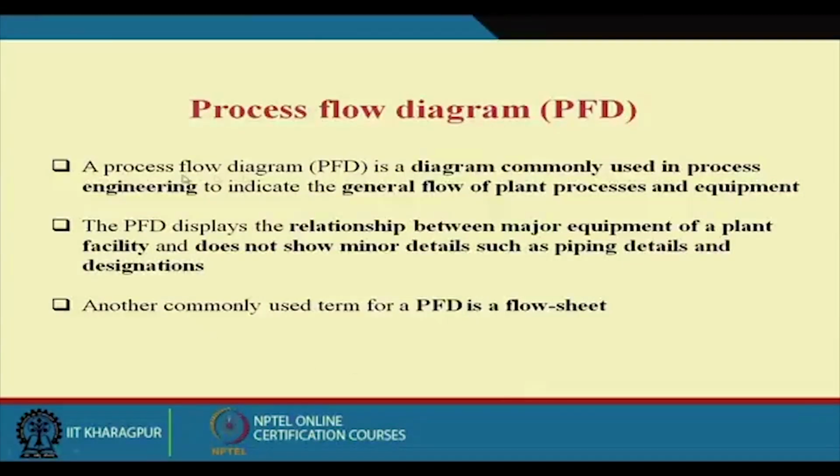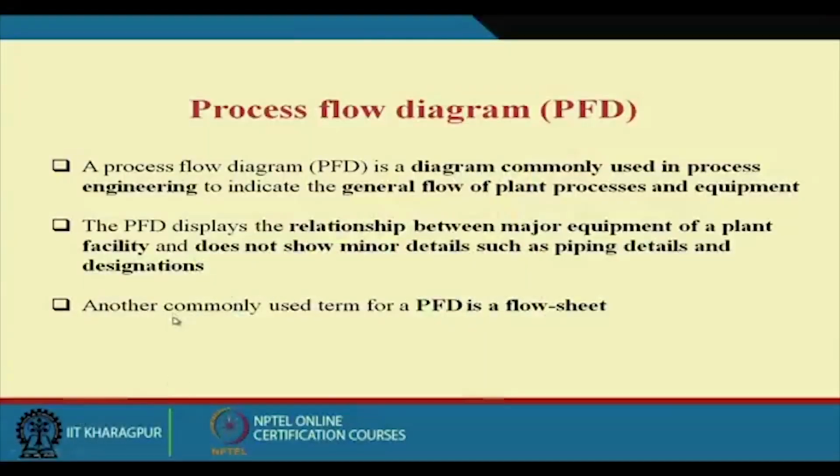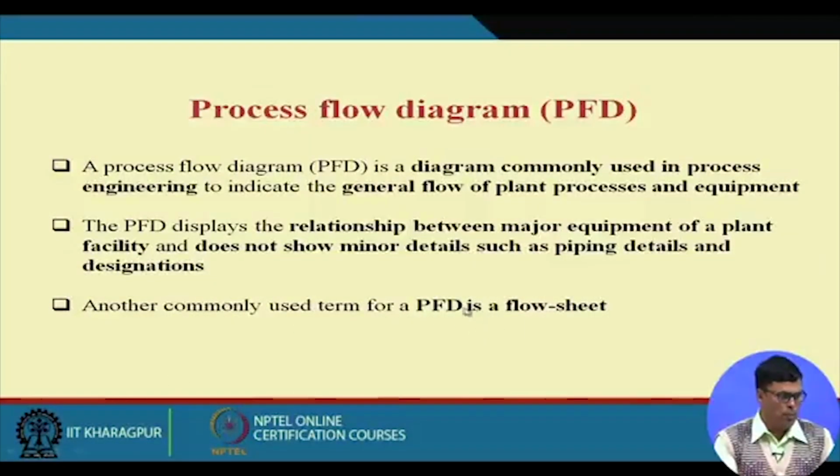Now, the process flow diagram is a diagram commonly used in process engineering to indicate the general flow of the plant process and equipment. It displays the relationship of major equipment of a plant facility and does not show minor details such as piping details and designation. It doesn't give detailed information on how the different flows take place. We just have one flow line that indicates how the material flows from one unit to another unit. That is exactly what we have. Another commonly used term for the process flow diagram is the flow sheet.